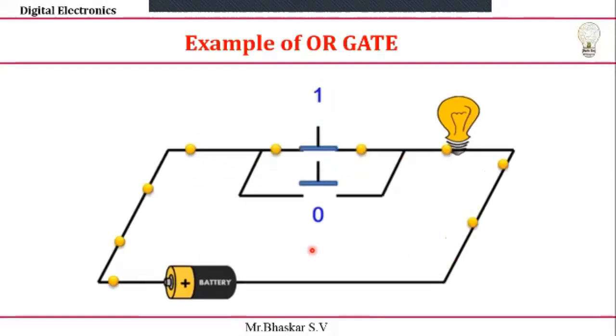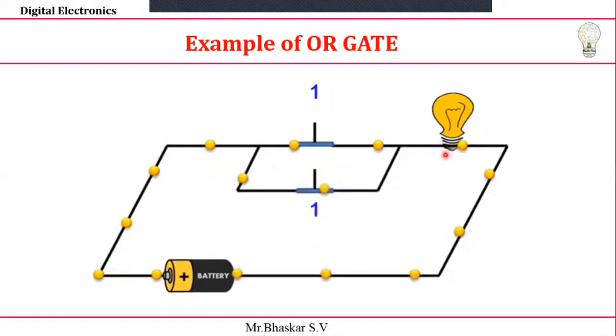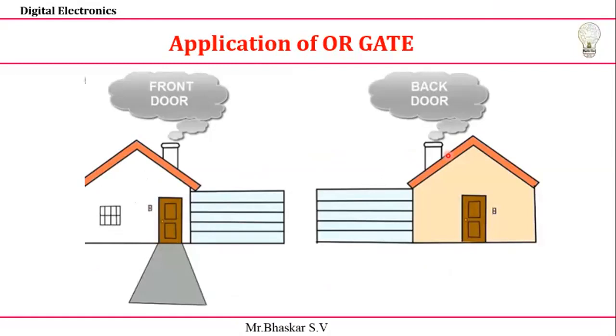Third case, if you look at 1, 0, it works the same way. Switch 1 is closed, and current does not flow through the second switch, but the bulb is on, meaning the output is 1. Next, if both inputs are 1, 1, the current splits and then combines again, not an issue, and the bulb is on. So what I can conclude is, if both are 0, 0, then my output is 0, and in all the remaining cases the output is 1.